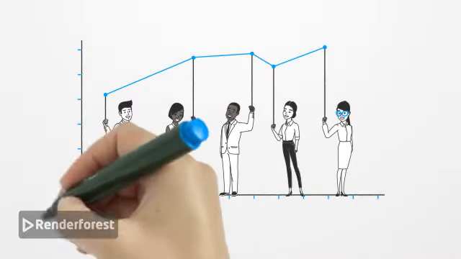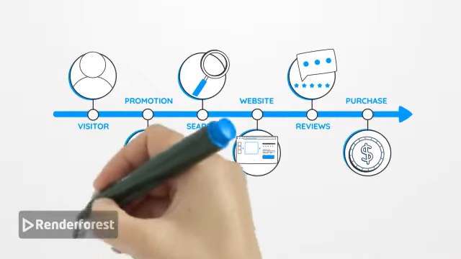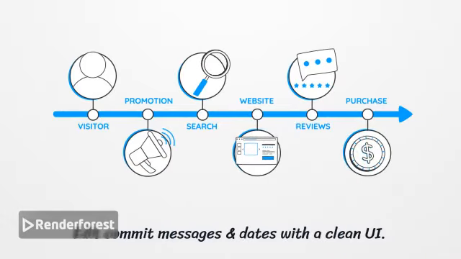Introducing Git Time Machine Plus, your solution for fixing commit messages and timestamps safely before pushing. Here's how it works. Edit commit messages and dates with a clean user interface directly on your timeline.